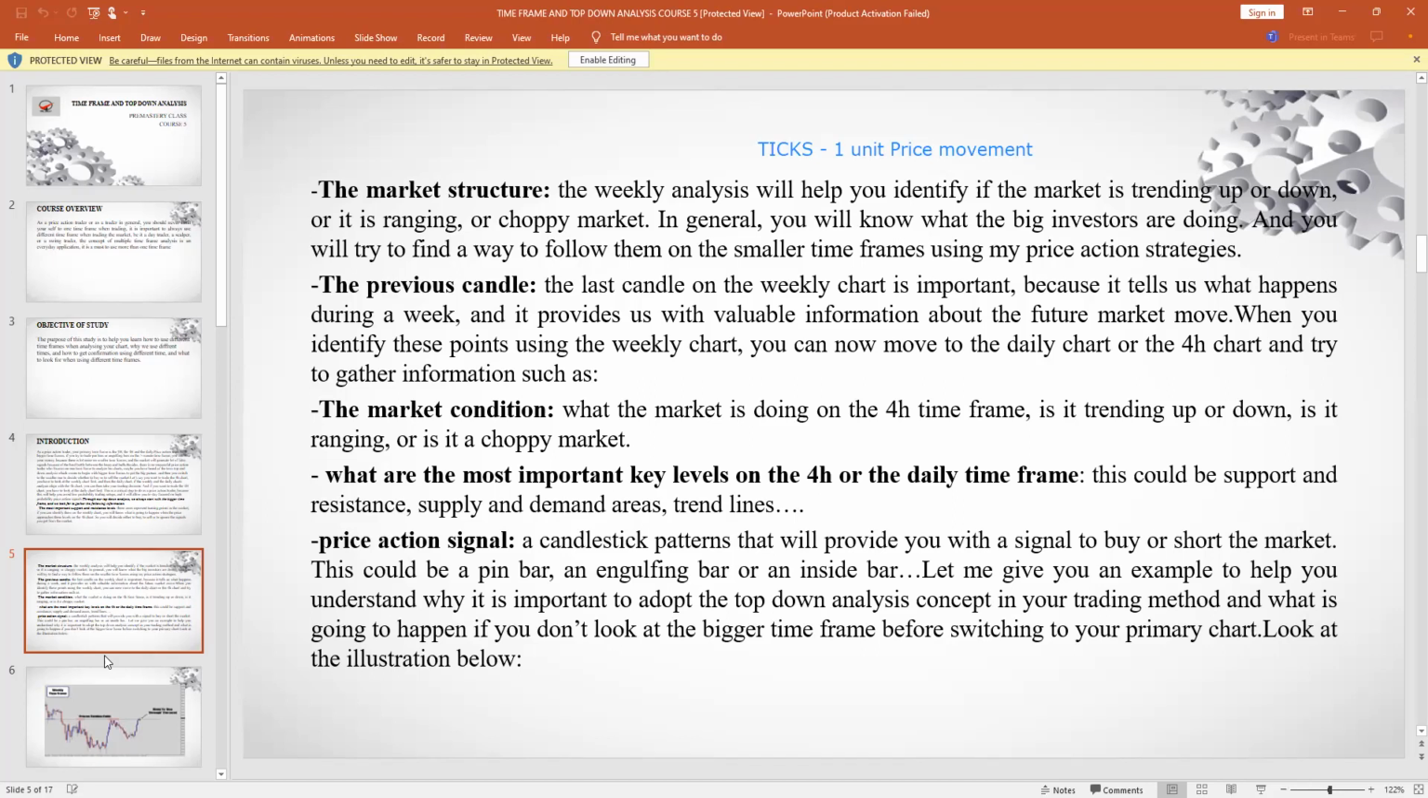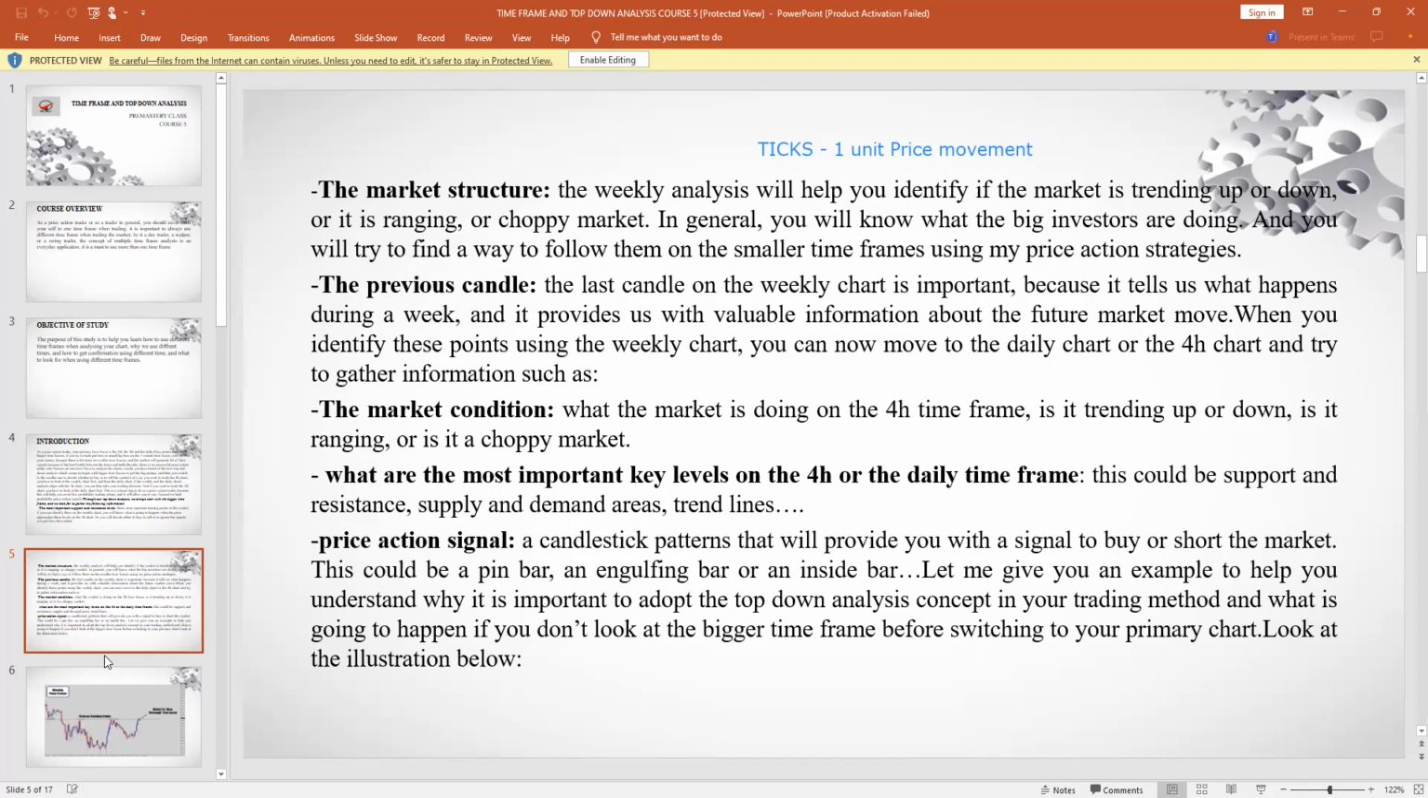In general, you will know what the big investors are doing. You will know what moves they are preparing for, and you will be able to find a way to follow them on the smaller time frame using the price action strategies that you will be taught or that you have also been taught already.